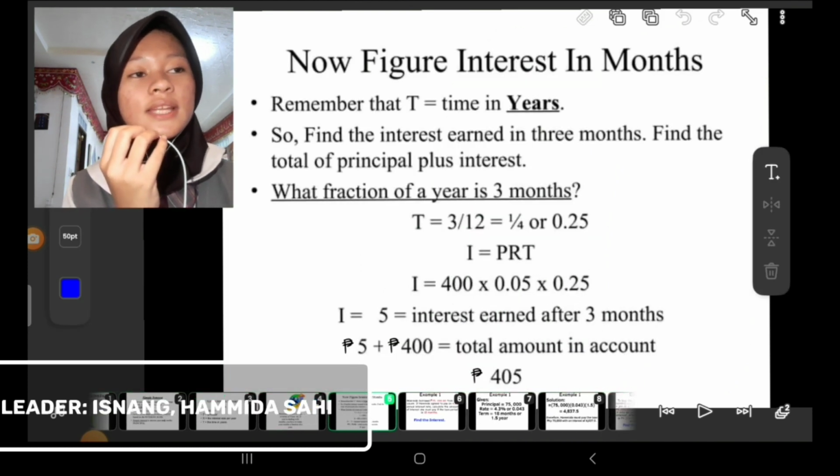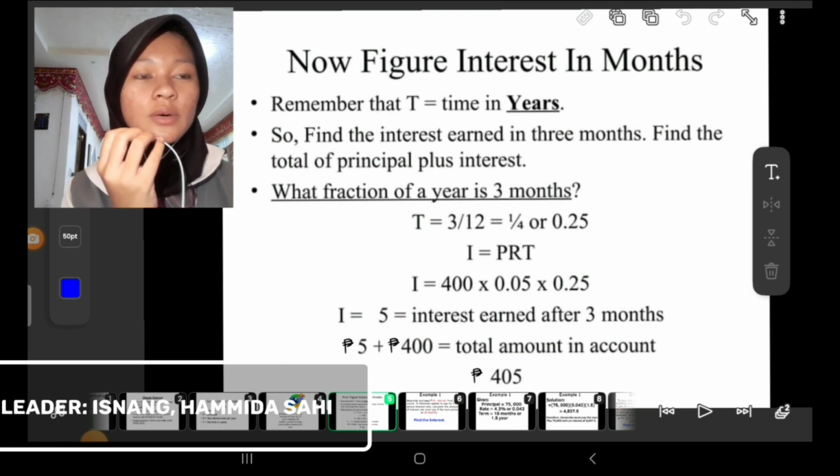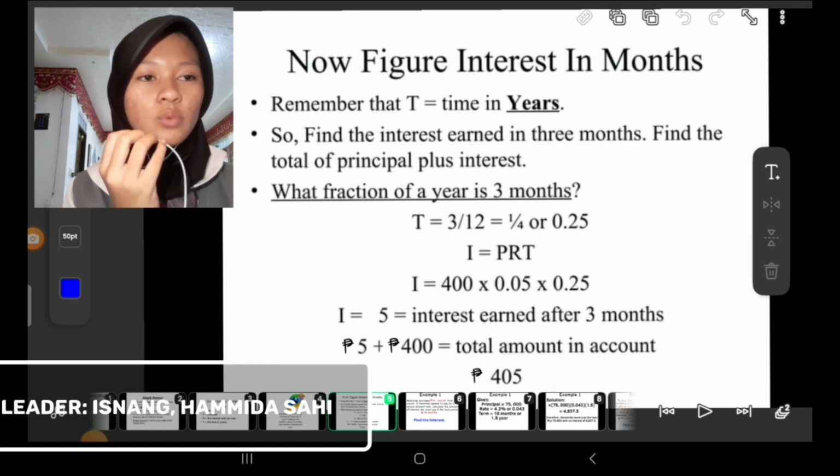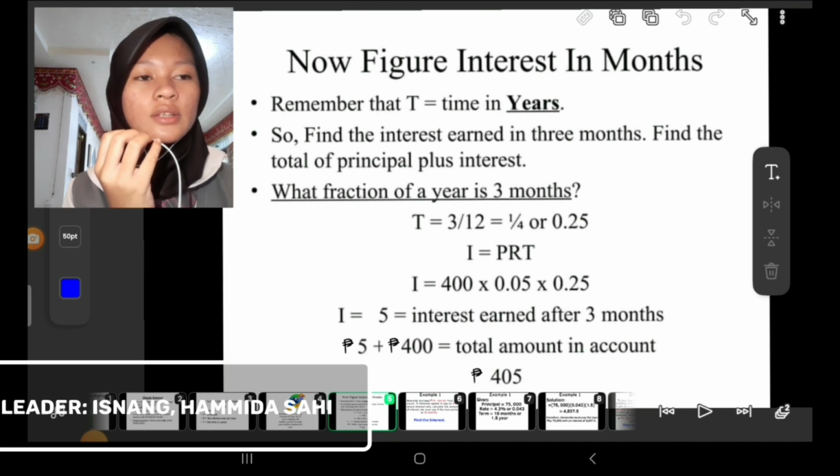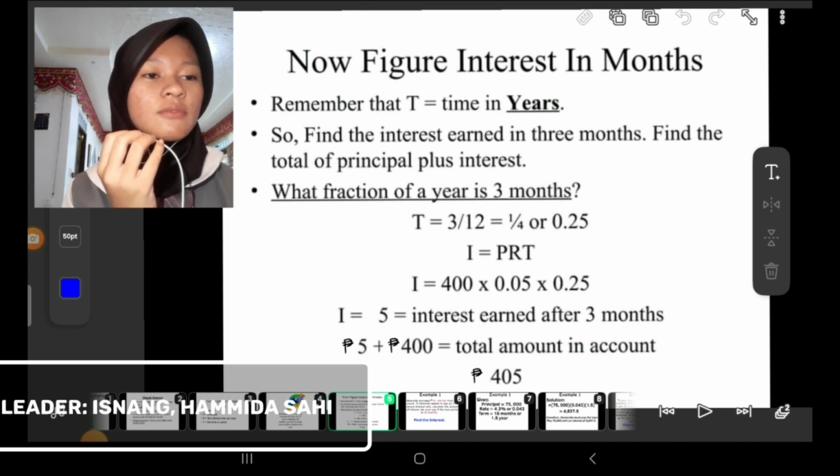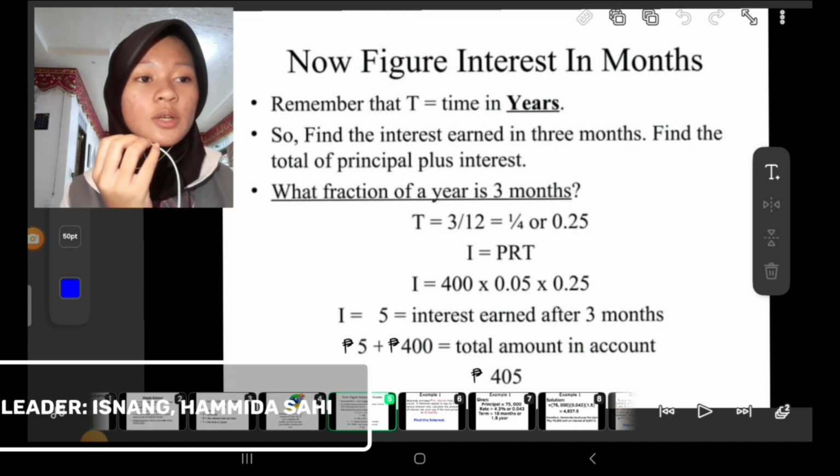Now, figure interest in months. Remember that T equals time in years. Find the interest earned in 3 months. Find the total of principal plus interest. What fraction of a year is 3 months? 3 divided by 12 is equal to 1/4. To convert 1/4 into decimal form, that is equal to 0.25.